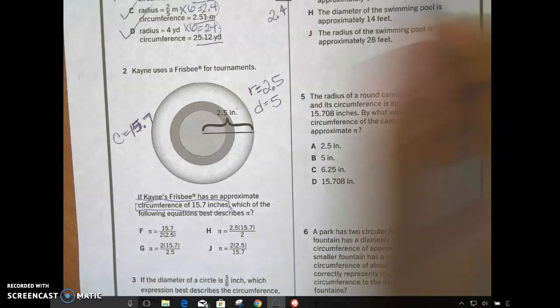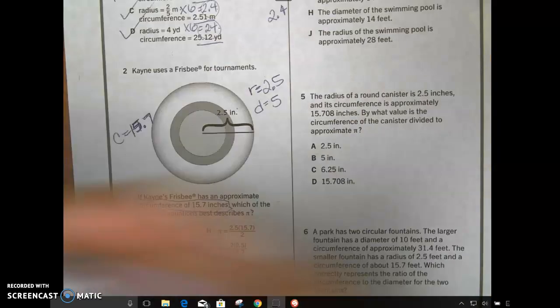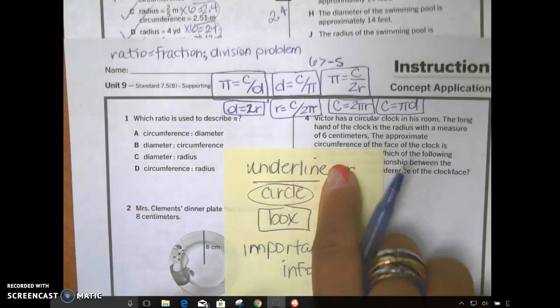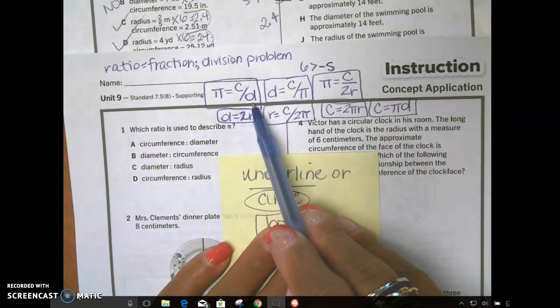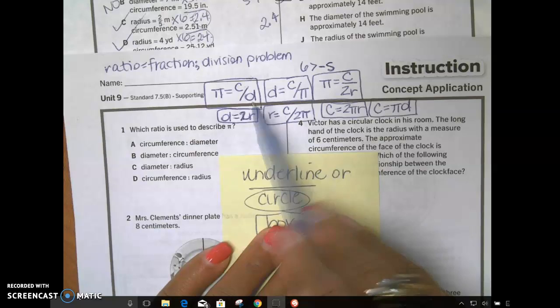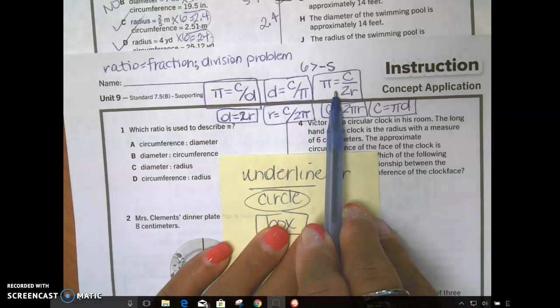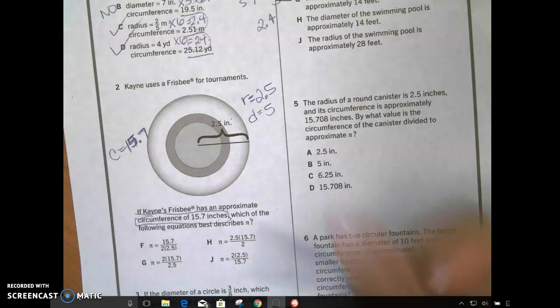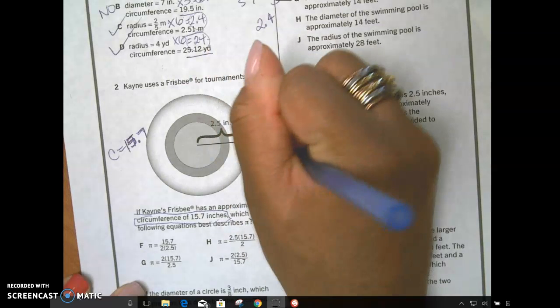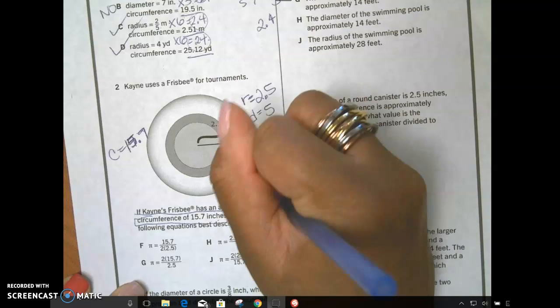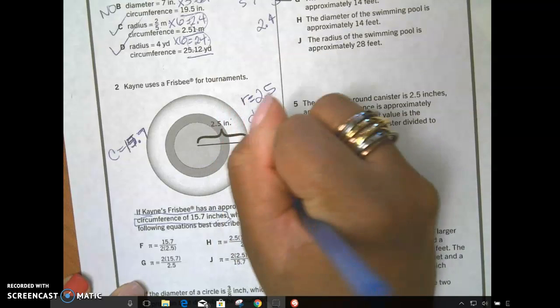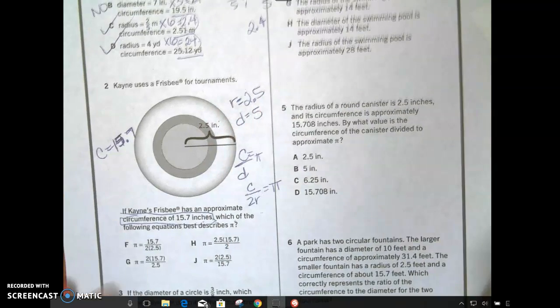Okay, go back to your ratios that you just wrote. What am I looking for? Pi. I've got 2 ways to write it: C over diameter or C over 2r. So let's come over here and write it. C over diameter equals pi, or C over 2r equals pi.